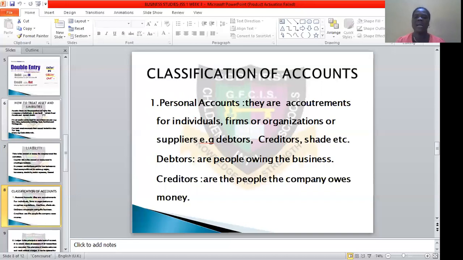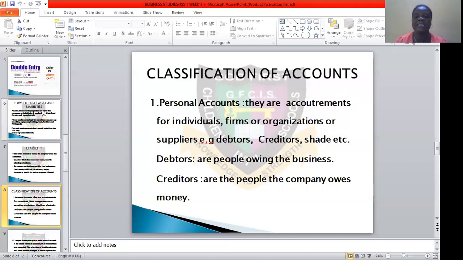In that light, we are going to look at debtors. What does debtor mean? Debtors are the people owing the business. Whenever the business sells goods on credit, debtors are the people owing the business. Debtors don't pay immediately; they pay at a later date. After the debtors, the next one is creditors. Creditors are the people the company is owing money. And that is the classification of accounts under personal accounts.